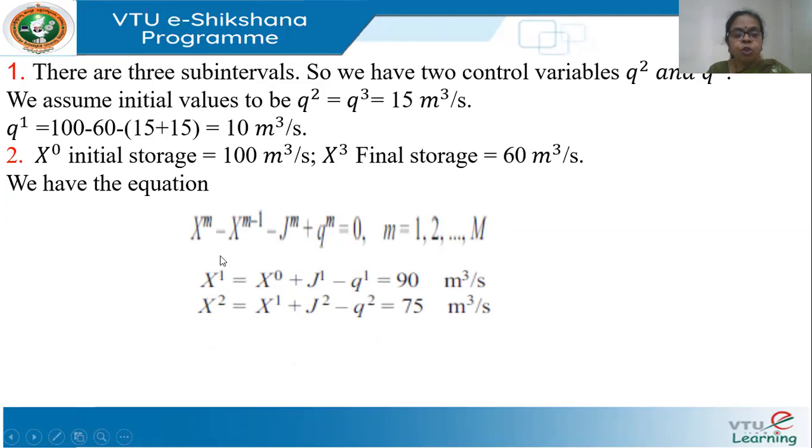Similarly, if I substitute M equal to 2, I get X2 equal to, taking the rest to the right hand side, X1 plus J2 minus Q2. J2 is 0 and X1 you have already solved as 90 and Q2 you have assumed to be 15, so it is 75. So you see, I know the initial storage, I know the final storage. I am trying to get how the storage is depleted in intermediate sub intervals. That's what we are doing here. X3 you already know. X3 is given to you. X0 is also given to you. So now I know the storage at all the time intervals.